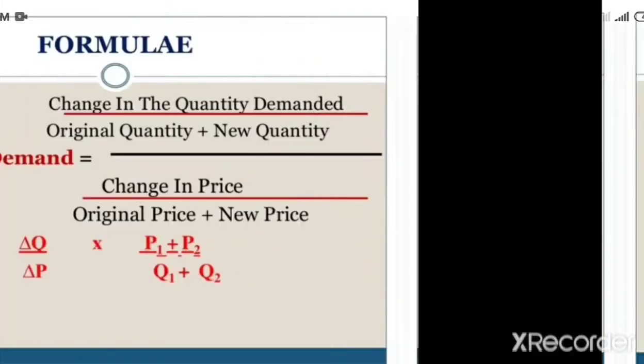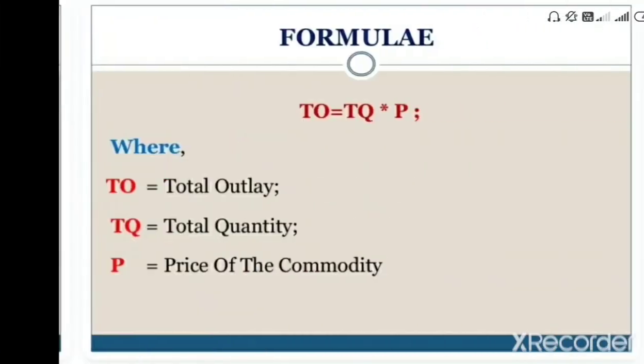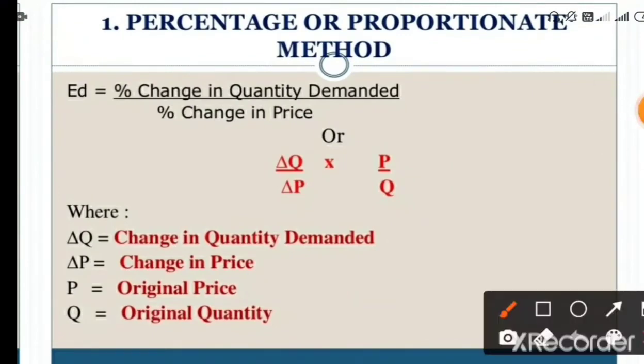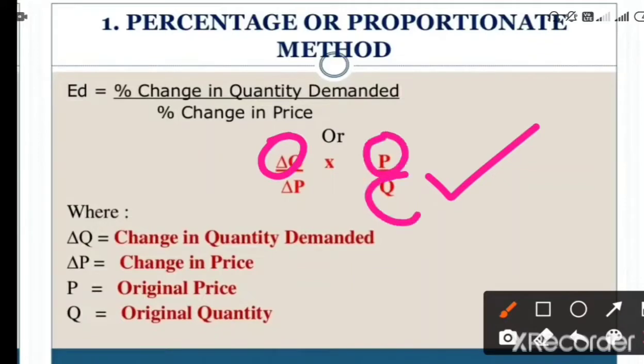So these are the four methods. The first method is the percentage method. Under the percentage method, only this formula you have to remember, and the terms like what is delta Q, what is P, what is Q, and what is delta P. So this formula you have to remember.